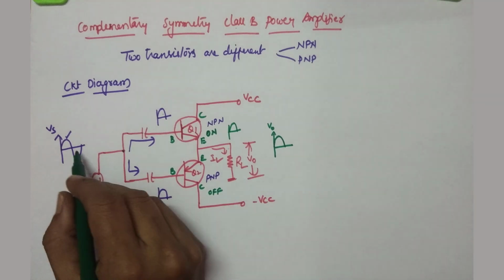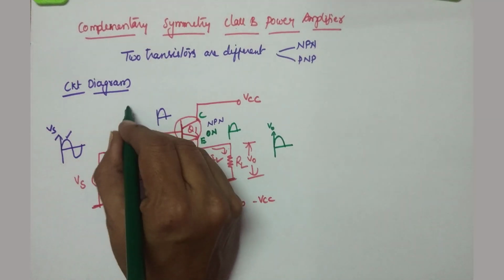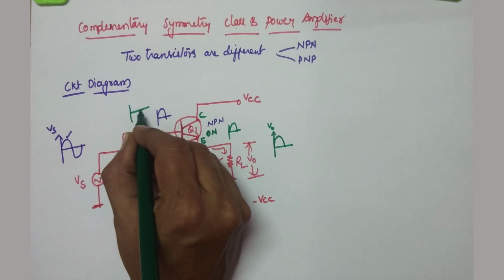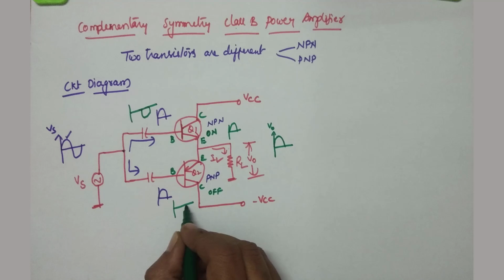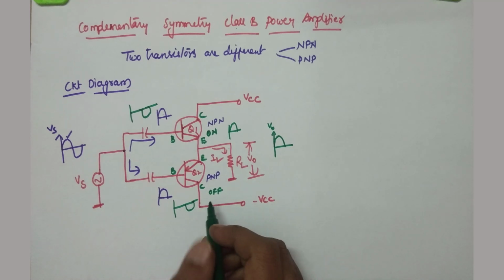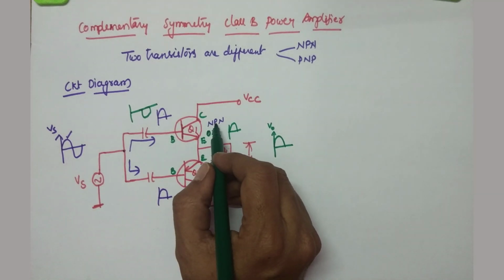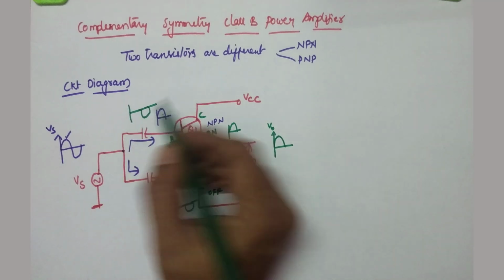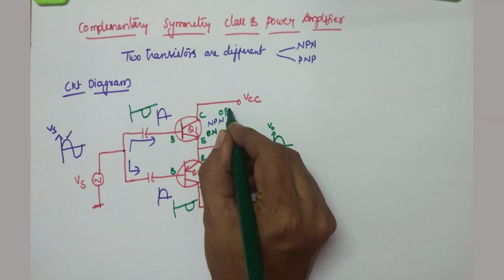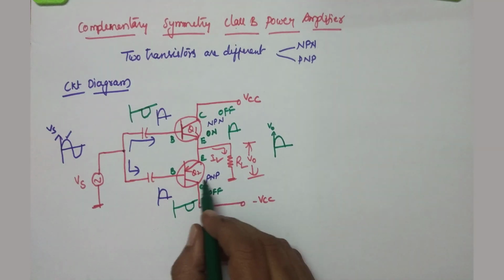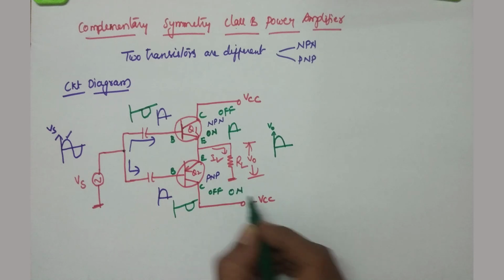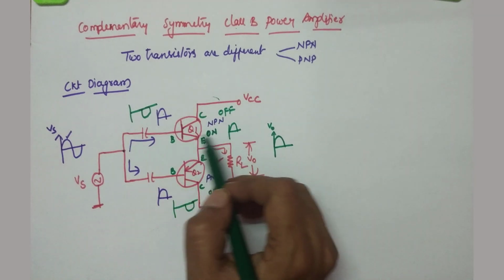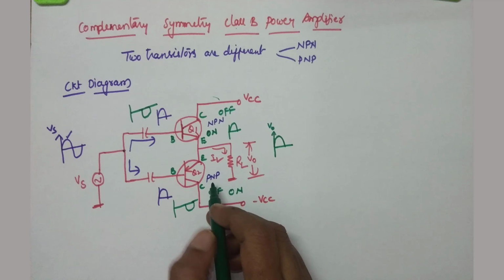Now coming to the negative half cycle. Suppose the negative half cycle comes to the base of Q1, and here also the negative half cycle. Q1 is an NPN transistor, its base is P-type. So for this negative half cycle, Q1 becomes off. Q2 is PNP and its base is N-type. So for this negative half cycle, Q2 is on. Now the Q1 transistor gets disconnected, so your circuit consists of only Q2.